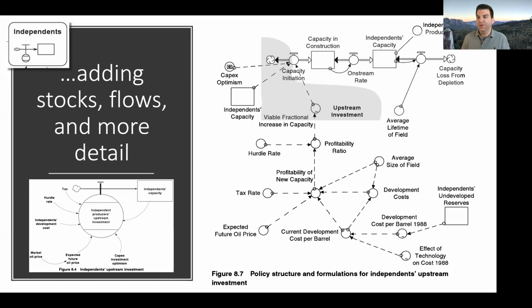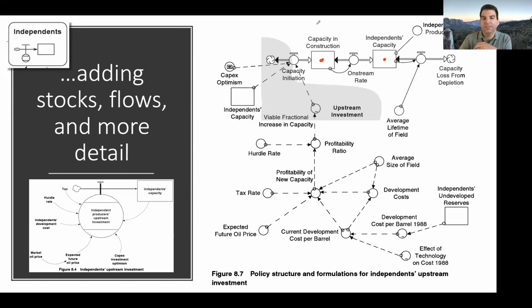And so the things you need to focus on in the stock and flow diagram are, for one, the stocks. We know that an important stock, because it changes over time, is the independents' capacity. How much capacity do they have to put together oil? And then we know that, within the independents' capacity, there could be some capacity that is under construction that will eventually become capacity.